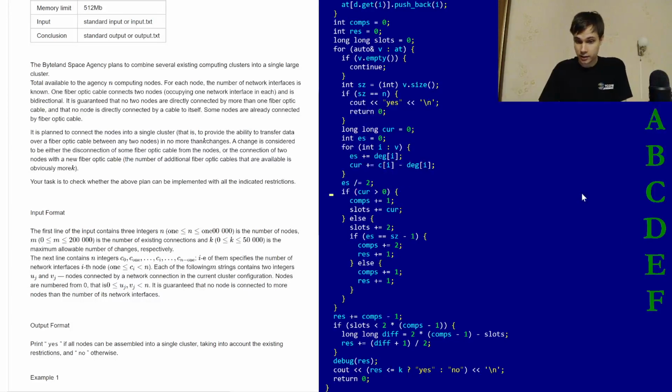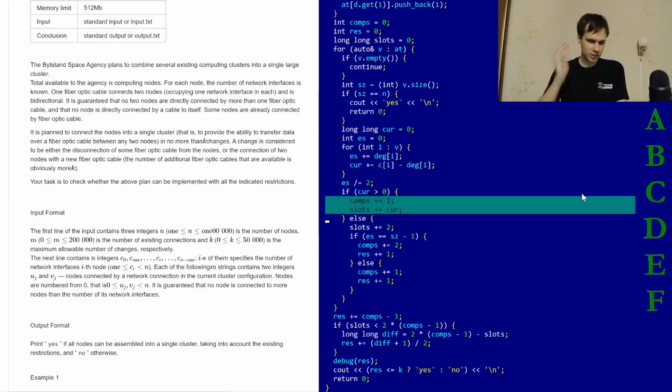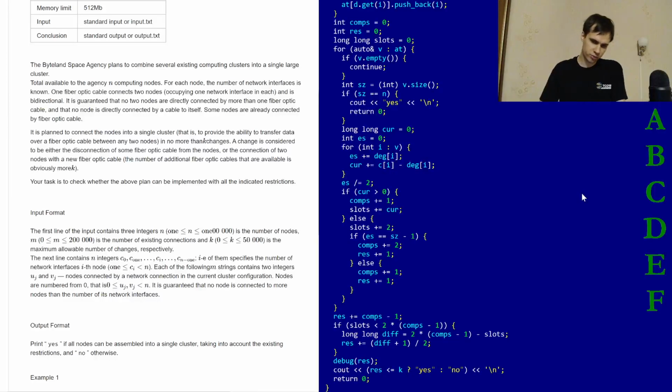And again, returning to this for loop, if I have at least one free connection in a component, then I just increase the number of components by 1, and the number of connections by that number. Otherwise, if I don't have any free connections inside the component, I have to do something with this component because I just cannot connect it to the rest of the graph otherwise. So I have to remove at least one edge. And there are 2 cases actually.